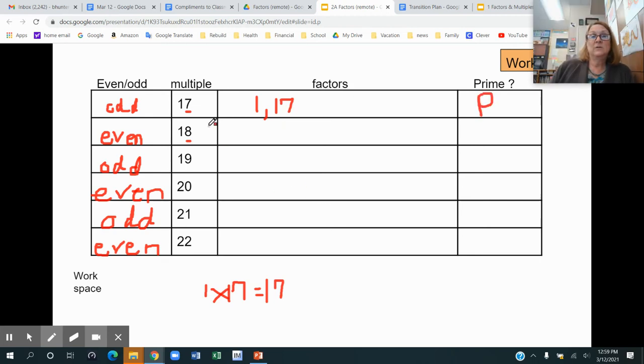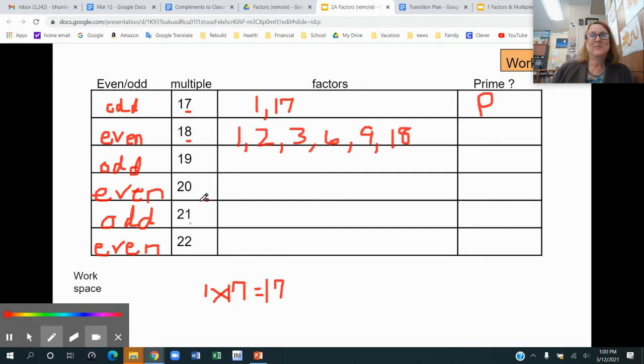All right, you do 18 right now and put your answer into the Edpuzzle. Okay, give it a try. I bet you didn't get them all. Most people first time through don't. 1 times 18, 2 times 9, and people always forget the middle, 3 times 6. So there's actually 6 factors of 18. It is definitely not prime. It's what we call a composite number. I'm going to put a C here and we'll talk more about that.